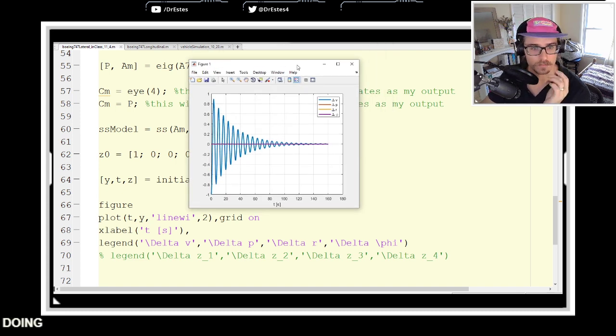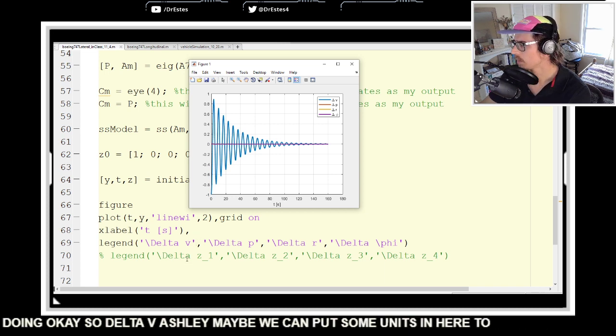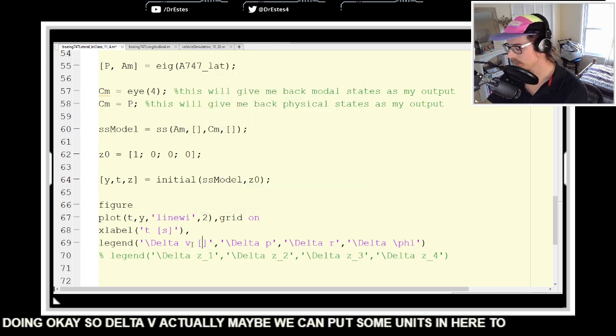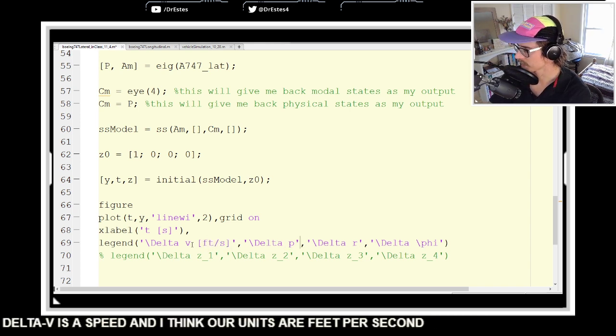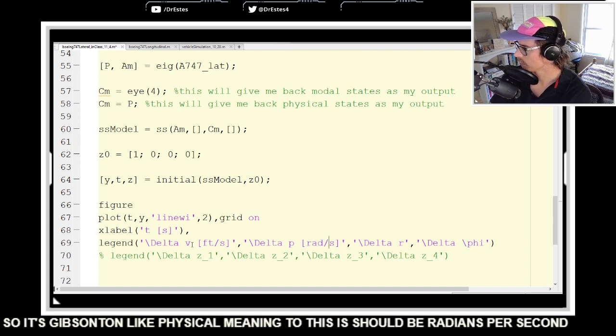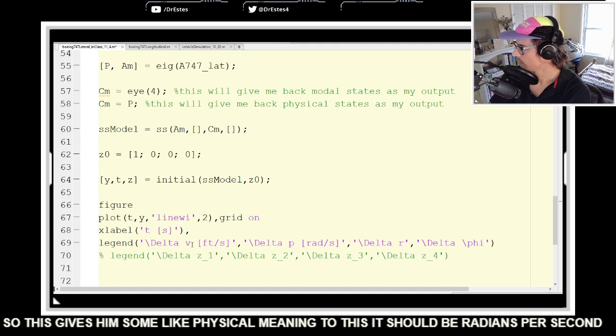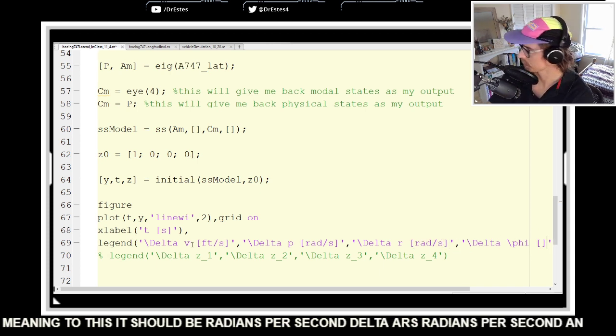Okay. So delta V, actually maybe we can put some units in here too. Like delta V is a speed, and I think our units are feet per second. So this gives some like physical meaning to this. This should be radians per second. Delta R is radians per second. And delta phi is just in radians.